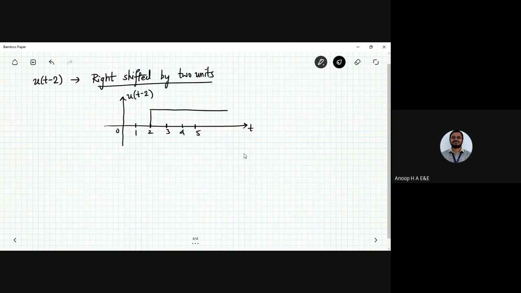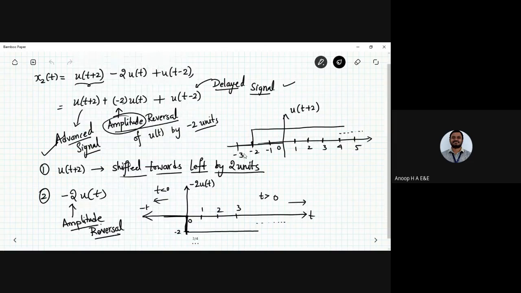This is shifted towards the right. There is no change in the magnitude or the amplitude. So this is one thing that has been clearly observed here. Yes, so now we have sketched u of t minus 2. Next, let me write the signal here, that is u of t plus 2.